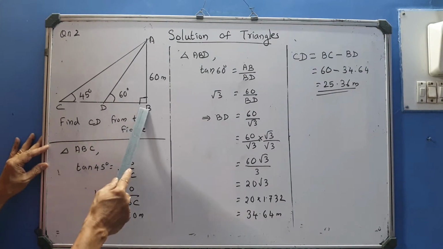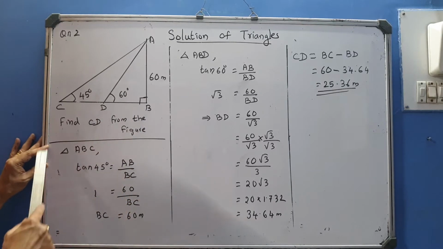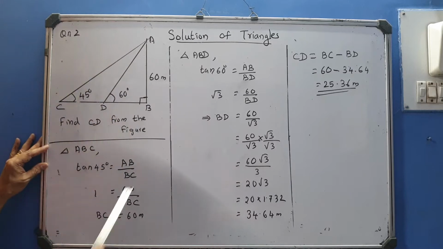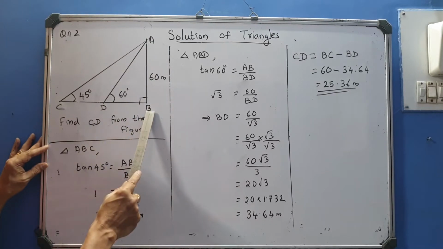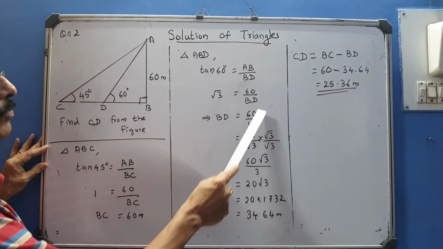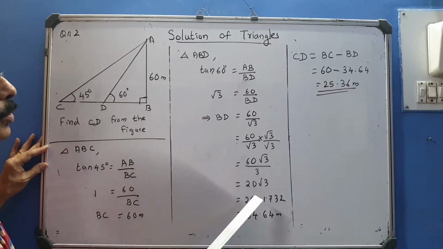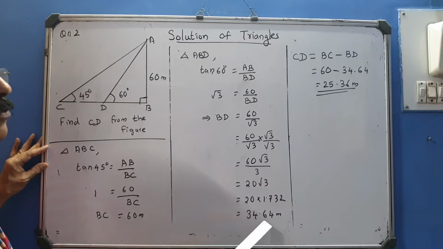So to get BC, later get BD and subtract. To get BC, use the full triangle, tan 45 applied, tan 45 is 1, so you get BC. To get BD, use tan 60 for the triangle ABD. So you apply tan 60 is root 3, and you get BD to be 20 root 3, 20 into 1.732, which is 34.64.